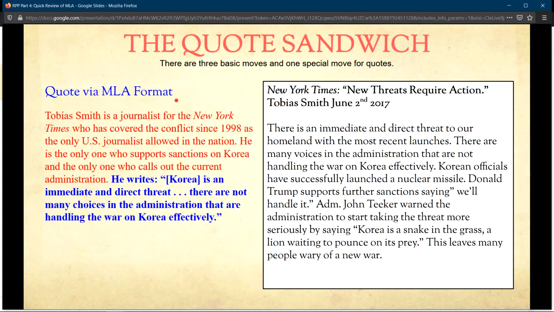And then you want to include a quote via MLA format. And then you support that with a direct quotation, which you can of course read at your own leisure here. I'm not going to read the whole thing. But he writes, "Korea is an immediate indirect threat. There are not many choices in the administration that are handling the war on Korea effectively."